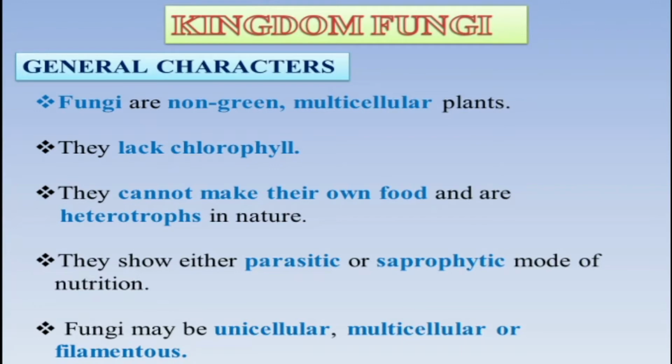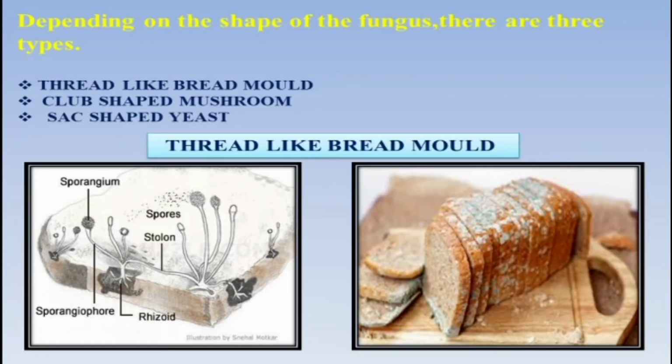Fungi may be unicellular, multicellular, and filamentous. Depending on the shape of the fungus, there are three types. Based on the structure of the body, fungi are classified into three major groups. The first one, thread like bread mold. Thread like means a very thin, lean structure, like our hair.